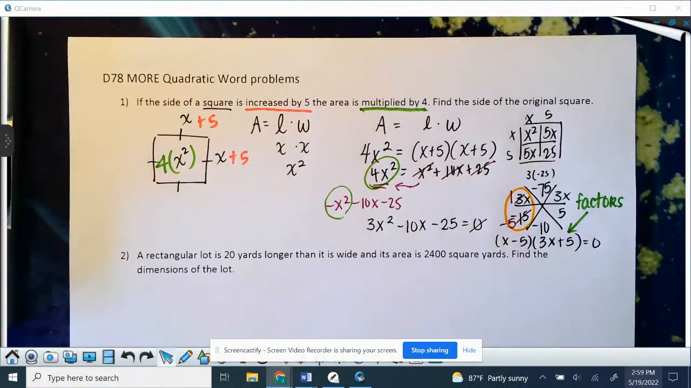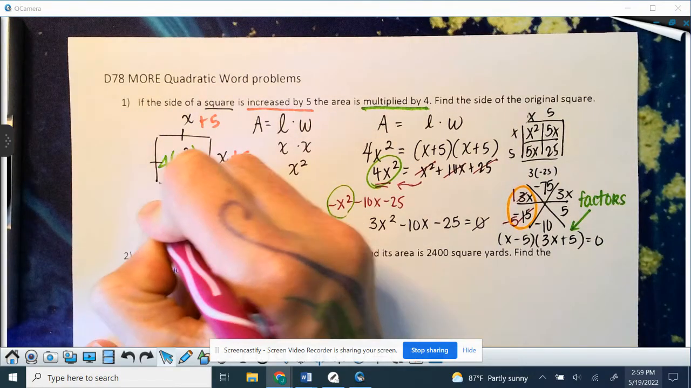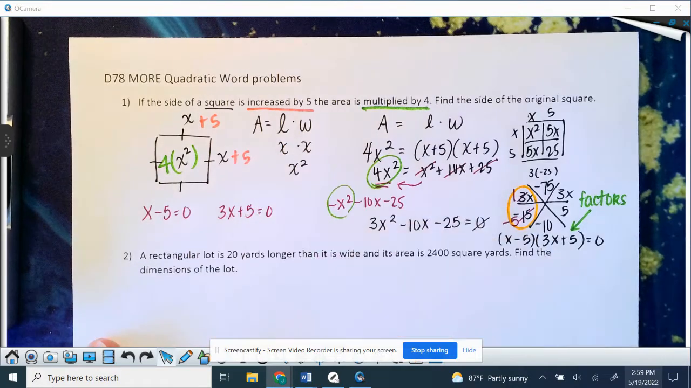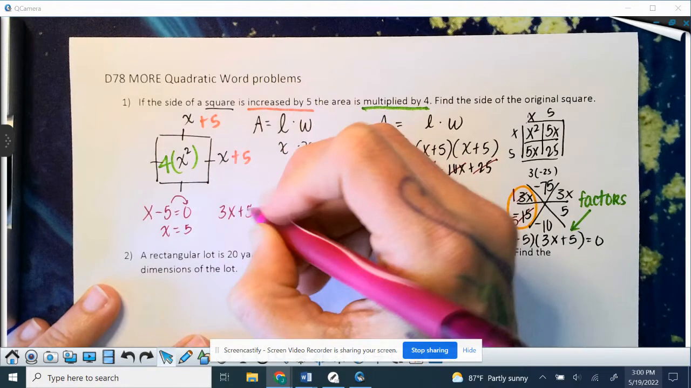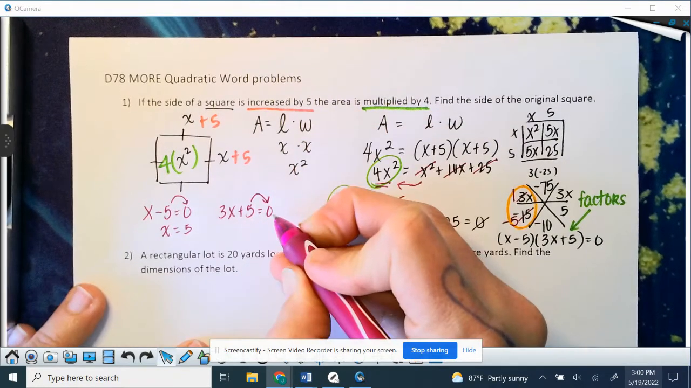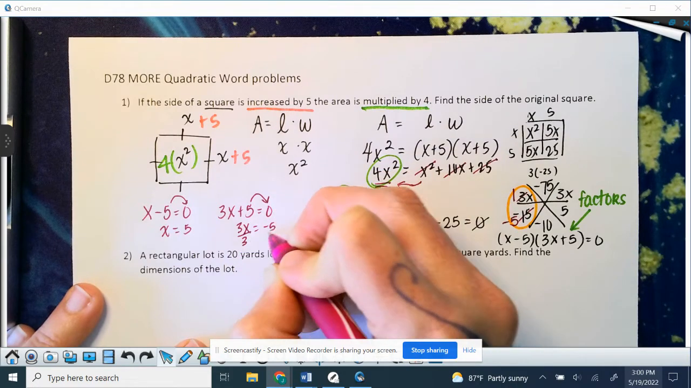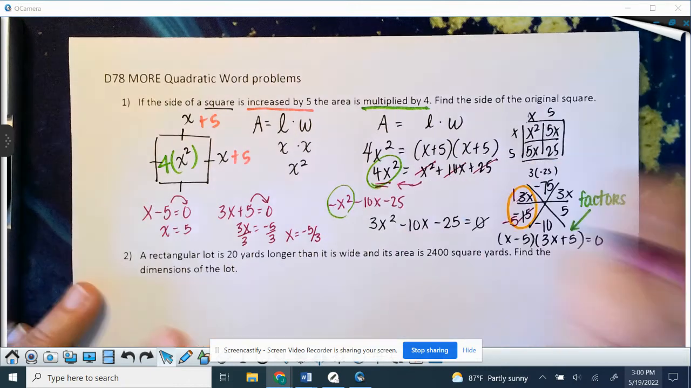And to solve is what they're asking us to do, because we want to know what is the value of x. And the value of x is the solutions, the x-intercepts, the roots, and the zeros. I can't say that enough. So now we're going to take x minus 5, set it equal to 0, and 3x plus 5 equals 0. I'm going to move that 5 over by adding. So x equals 5. I'll move this 5. I want to subtract because I need to do the opposite. So it's going to be 3x equals negative 5. Divide by 3, and we'll just leave it as negative 5 over 3.